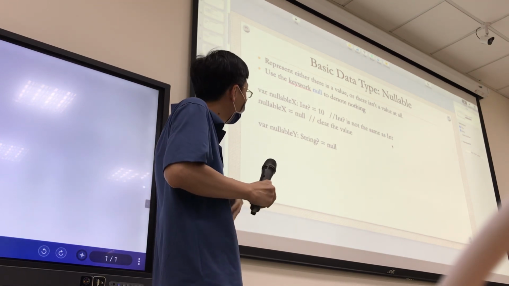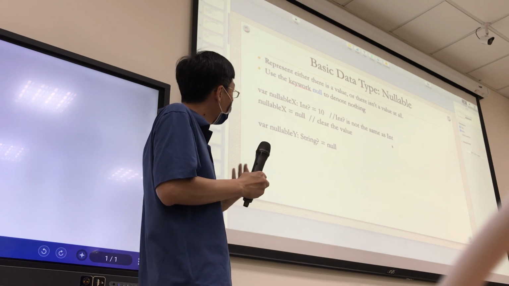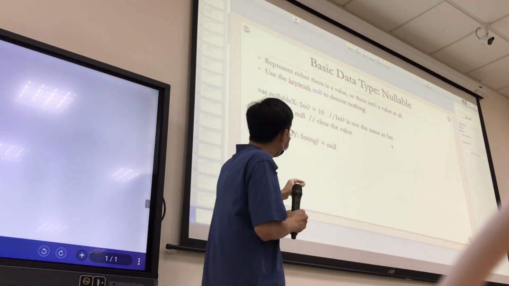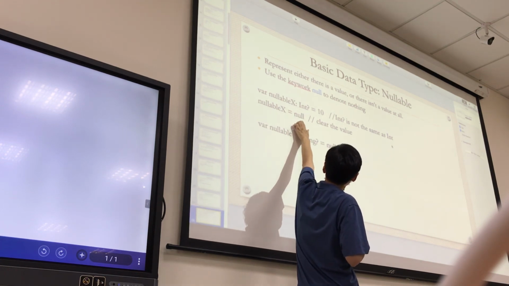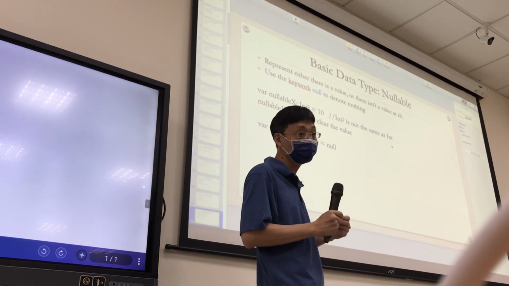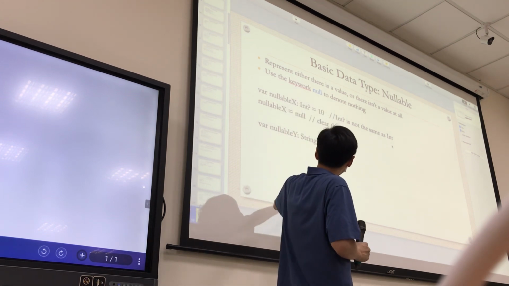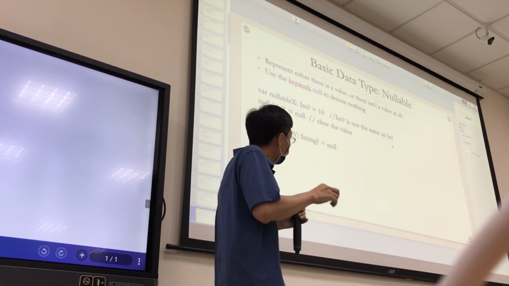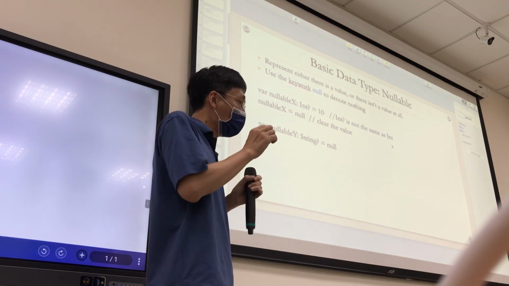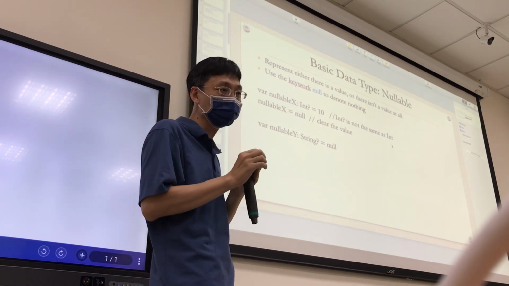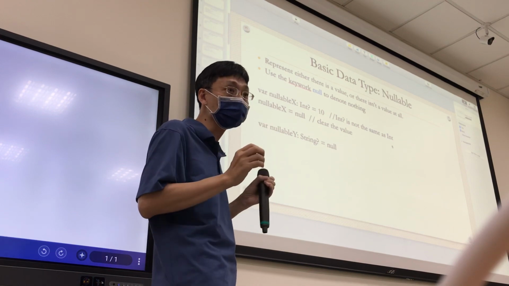So how do we represent a variable containing nothing? We use a special keyword. This keyword is called null, N-U-L-L. The special keyword means nothing. Remember, nothing is not equal to value 0 or an empty string. That's a different concept.